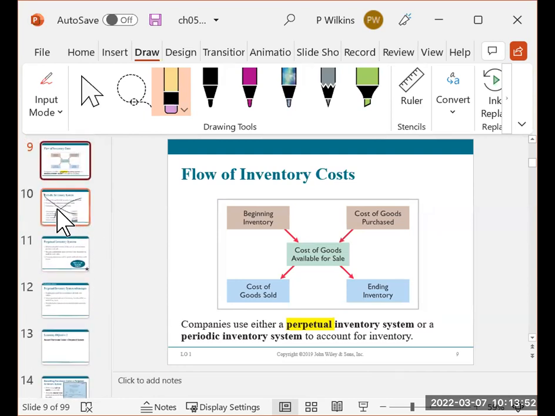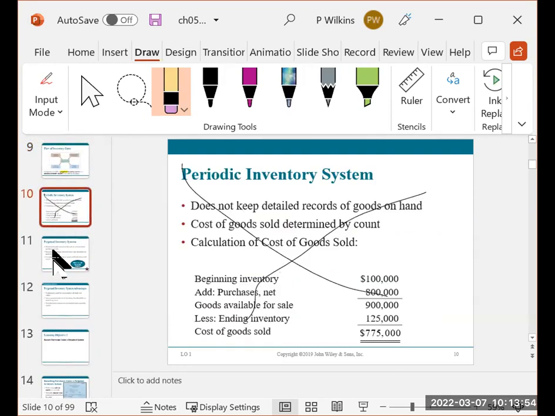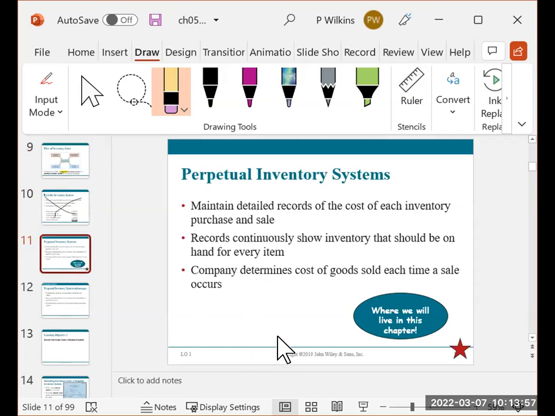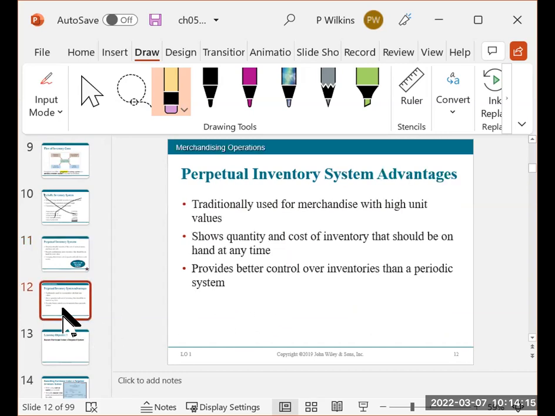Okay, so that's what we're going to be doing. We're not going to be looking at periodic at all. We are going to look at perpetual. Okay, so this is where we maintain detailed records of the cost of each inventory item that we purchase and we sell. Each time we make a purchase and each time we make a sale, we update things. All right, so we already talked about that. It just says some of the advantages, that you pretty much know what you have in inventory when, and it helps you to keep better control of your assets.